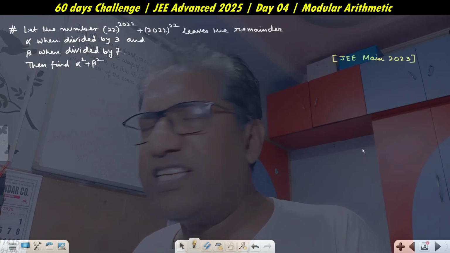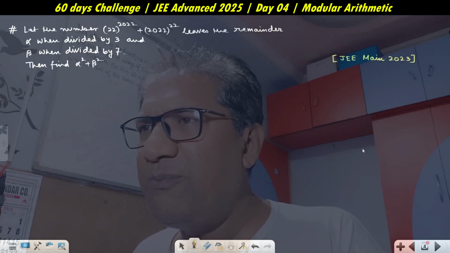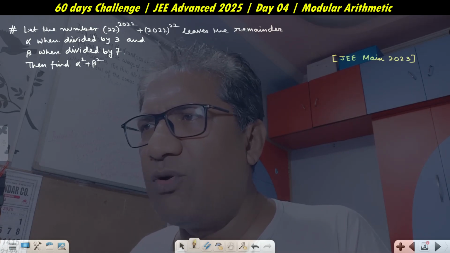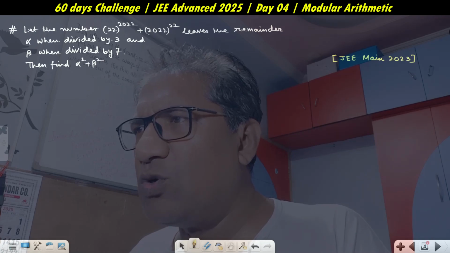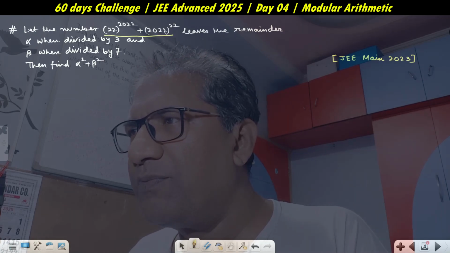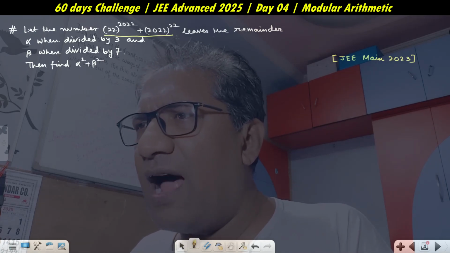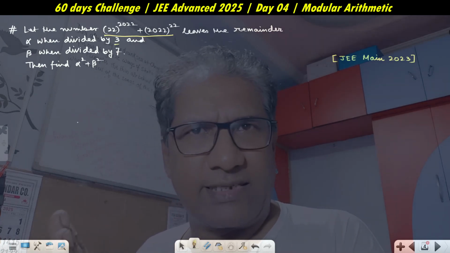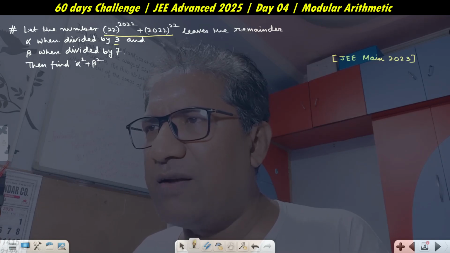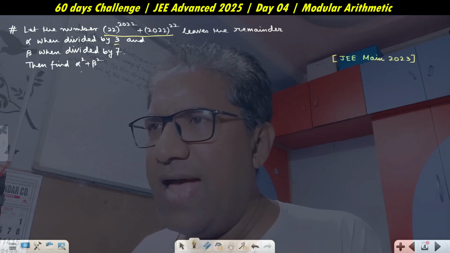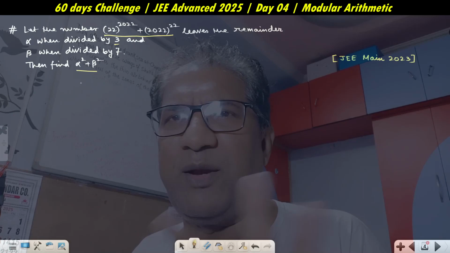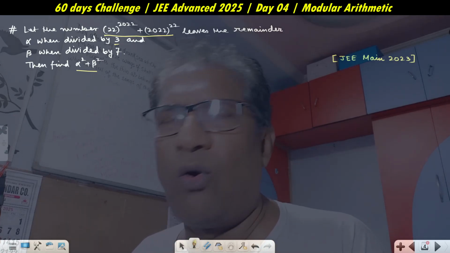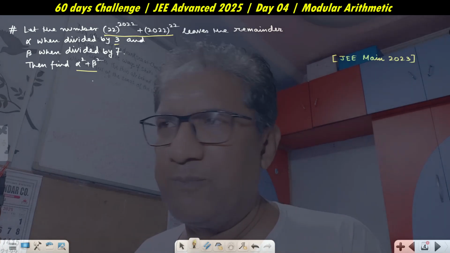So this question which came in JEE Main 2023: let the number 22 to the power 2022 plus 2022 to the power 22 leave the remainder alpha when divided by 3. Let me first solve this, and then we will find out the remainder when it is divided by 7, and we have to find out alpha square plus beta square. It is simple. First, let us find out the remainder when this whole number is divided by 3.